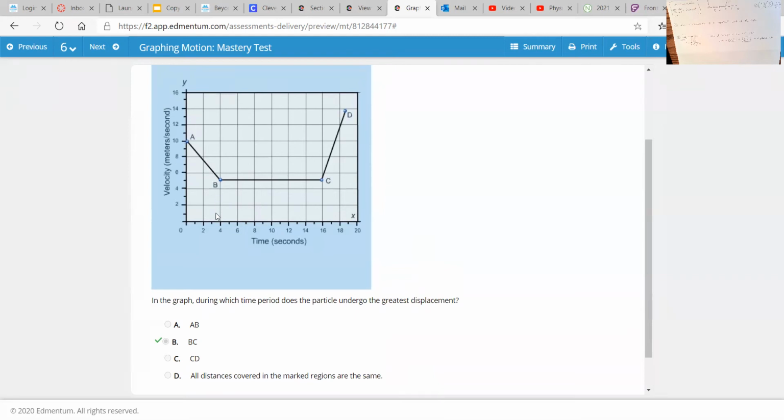So from A to B, that's the area under the line. That would be the displacement. From B to C, that would be the displacement, this whole area underneath. And then from C to D, that's the area. Well, a shortcut would be this section has the most area underneath the graph. So that's all you really need to know. B to C is the answer. If things were harder to figure out, you would divide the shapes and then find the area of each shape and analyze it that way. But this one, you can easily tell from B to C has the most area underneath the line.